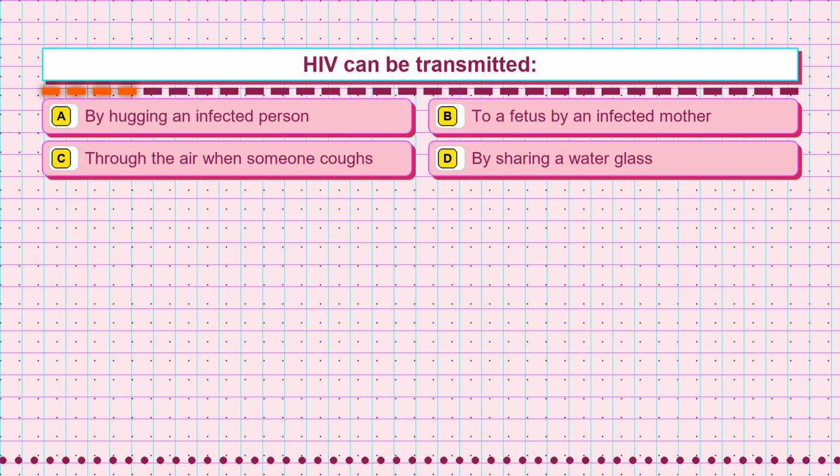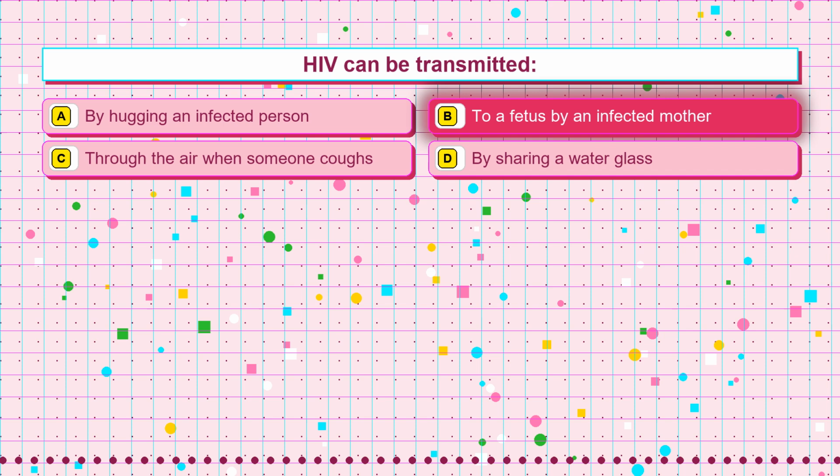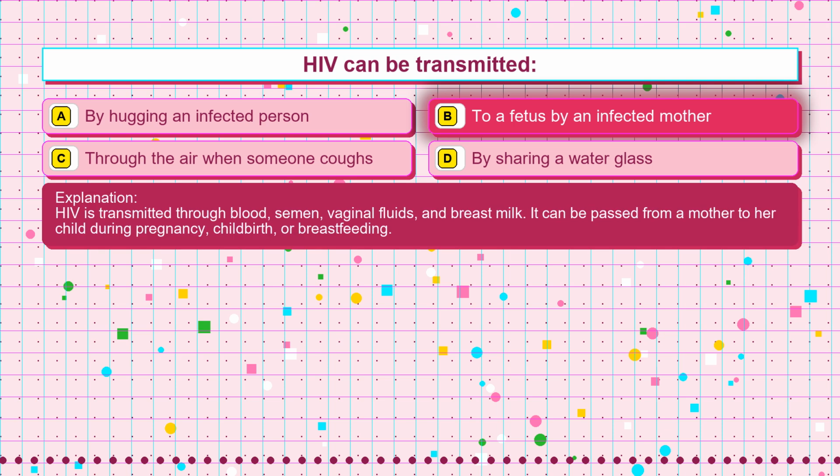Question 67. HIV can be transmitted: Option A, by hugging an infected person. Option B, to a fetus by an infected mother. Option C, through the air when someone coughs. Option D, by sharing a water glass. The correct answer is option B, to a fetus by an infected mother. HIV is transmitted through blood, semen, vaginal fluids, and breast milk. It can be passed from a mother to her child during pregnancy, childbirth, or breastfeeding.